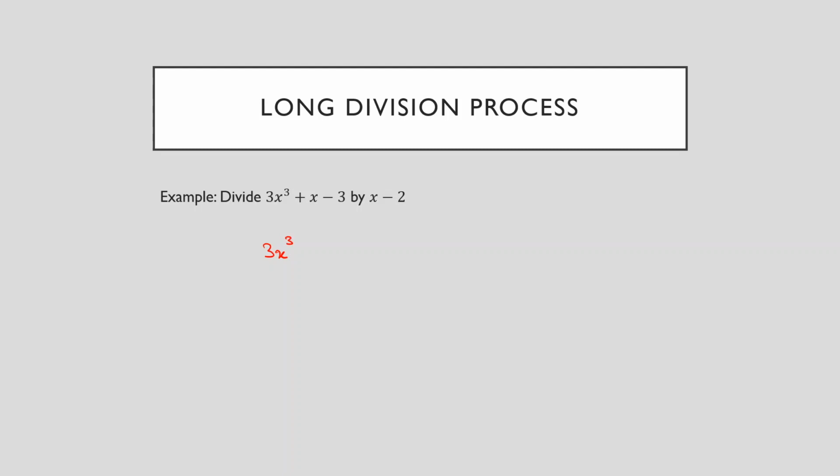So when I write it down, I'll do 3x cubed plus 0x squared plus x minus 3, and we're dividing this by x minus 2. Okay, so make sure you include any missing terms that you need to, and make sure that your terms are decreasing by powers of x. That's also really important. If you haven't noticed that by now, that's usually how we do things with polynomials.